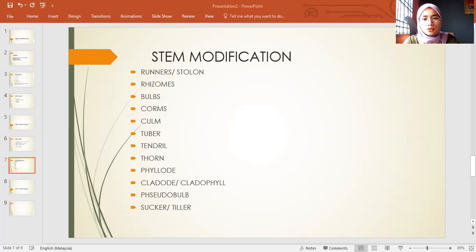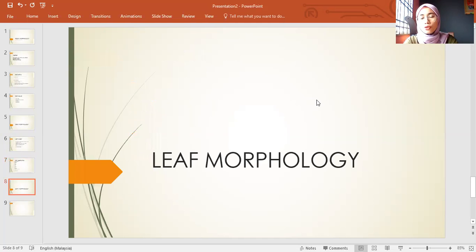Let's move to the next part, which is leaf morphology. For leaf morphology, it's a very long topic, so I'll make it short here. This is the parts of a leaf. We have bud, the base itself, petiole, midrib, lateral vein, venation, blade, margin, and also apex.